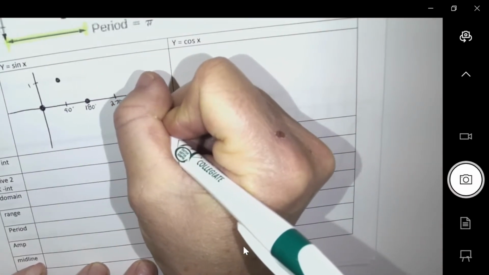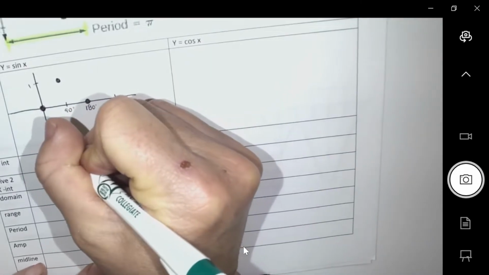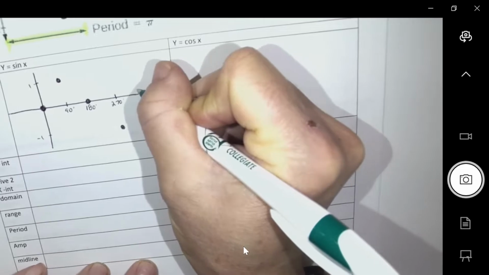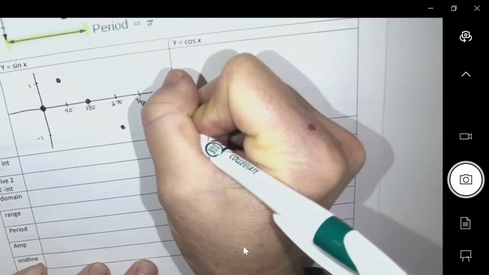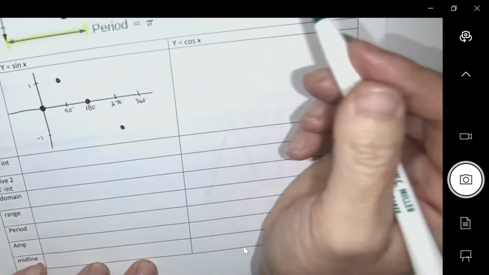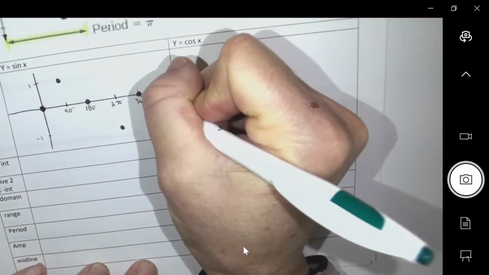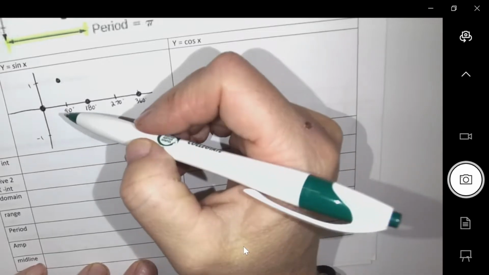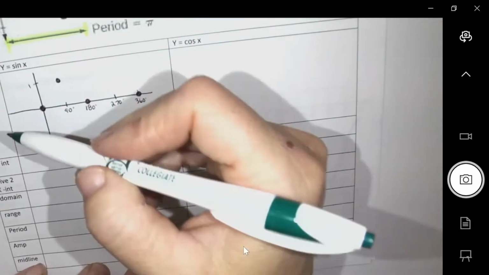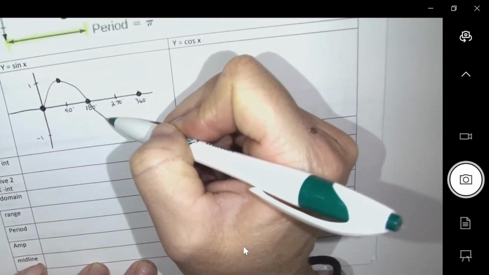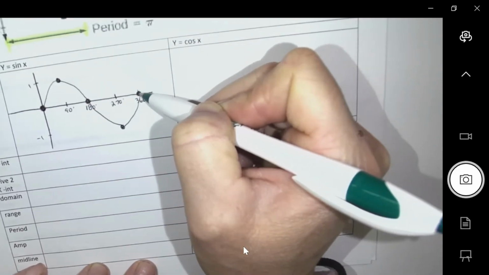If you go to 270 degrees, can you put a point at -1? And at 360 degrees, can you go back to the middle? Do you see how this is a wave? So on the origin, I'm going to start. I'm going high, middle, low, middle.